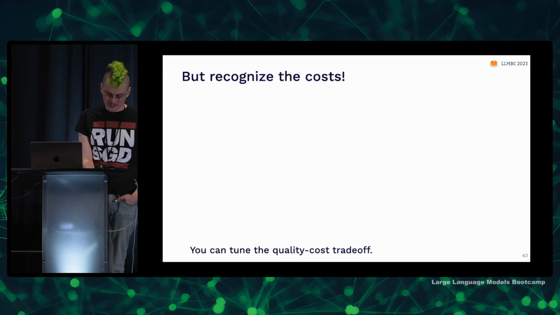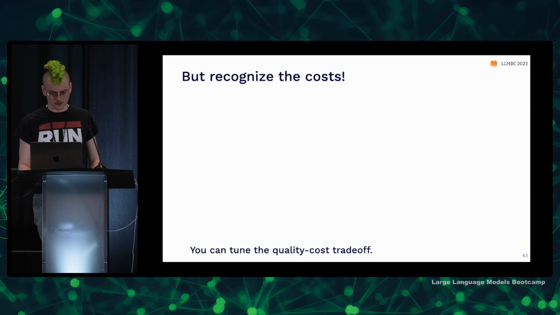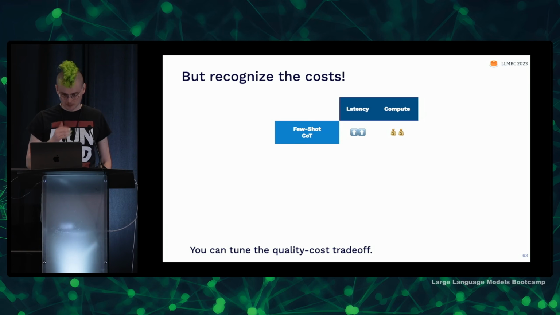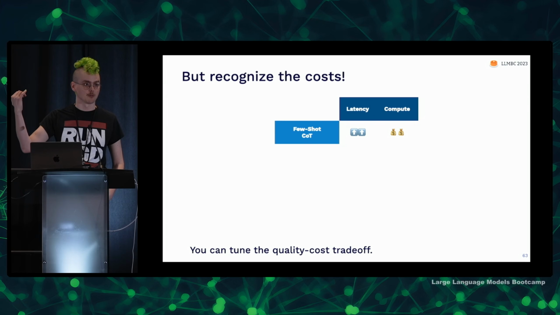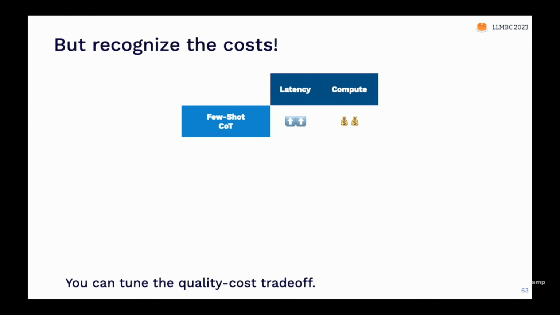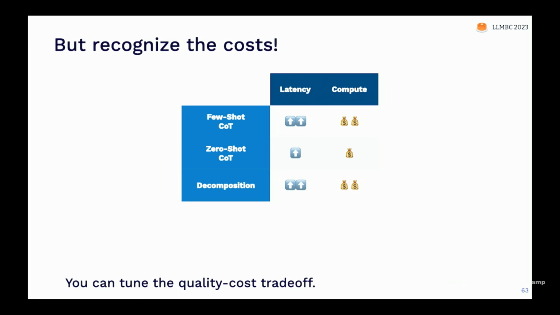But each of them has an impact on the costs of what you're doing, so you want to recognize that. They can impact both latency and compute. Few-shot chain of thought will increase your latency because you're putting more information in for the model to run over, so it's going to take longer to generate, and that's going to cost you more. It's more tokens. Zero-shot chain of thought adds fewer things to the context, so it has less of an impact on latency and compute. That's why lots of people have adopted it.